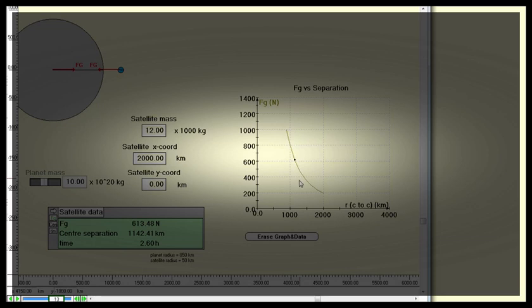Again, the planet pulls the blue mass with this magnitude of force, which here is 613 newtons, and the blue mass pulls the planet with that much force. These forces don't cancel because they're acting on different masses. This force accelerates this one, and this force accelerates that one, but the acceleration here is so small we can ignore it. All right, let's just run that one more time.